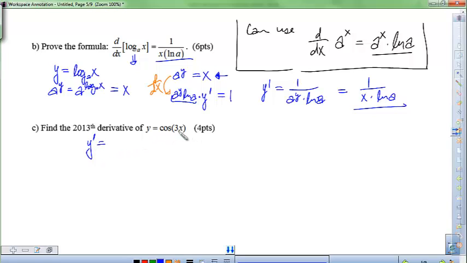So the derivative of cosine 3x is negative sine 3x times the derivative of the inside, which is 3. The second derivative: the derivative of negative sine of something is negative cosine of something times the derivative of 3, but there was another 3 here before. So let's make sure that we are understanding that this 3 came from this 3 and this 3 came from this 3. So basically we have 9, or 3 squared.